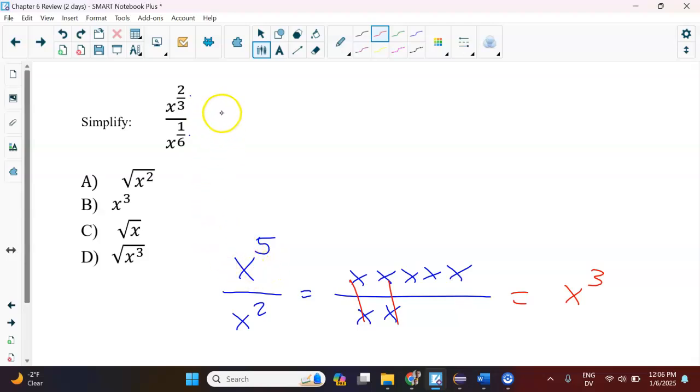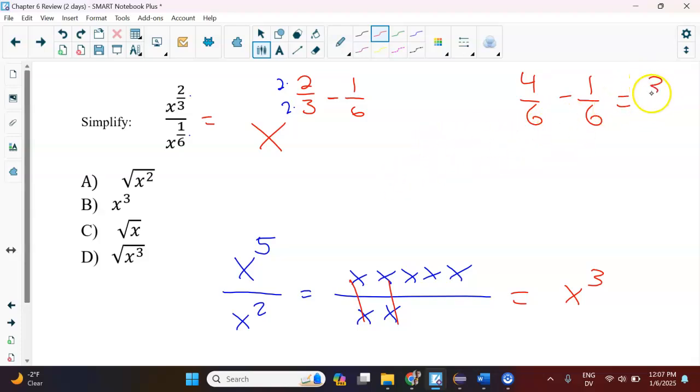Okay, so our answer to this is going to be x to the 2/3 minus 1/6. Okay, and then all you got to do is make these denominators match in order to subtract them. So we'll take this first fraction times 2, so that we have 4/6 minus 1/6. Subtract those, and that's 3/6 or 1/2. Okay, so our answer here is just x to the 1/2 power.